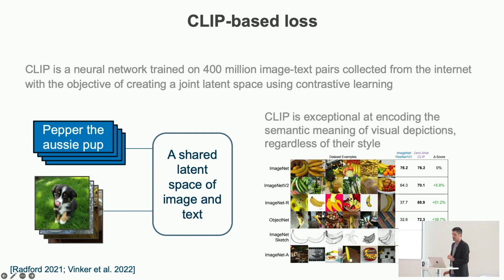And what is great about CLIP is that it's really exceptional also in encoding the semantic meaning of visual depictions, regardless of their style. So whether you have drawn a banana or a high-res image of a banana, for example, it always somehow realizes, okay, the semantic meaning, you have a banana in this image.